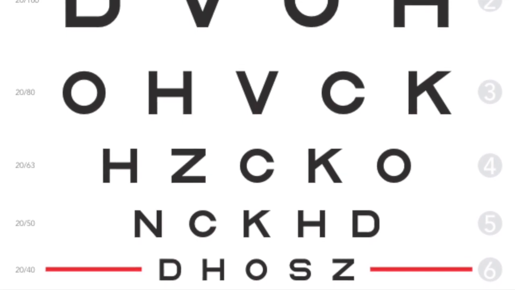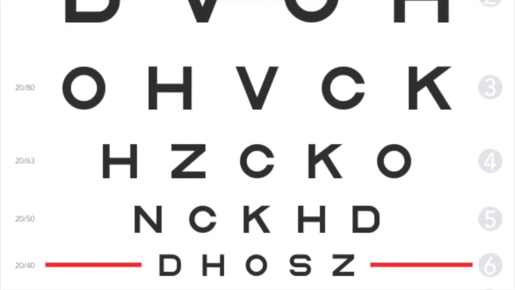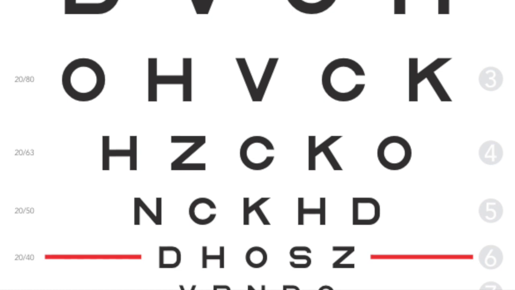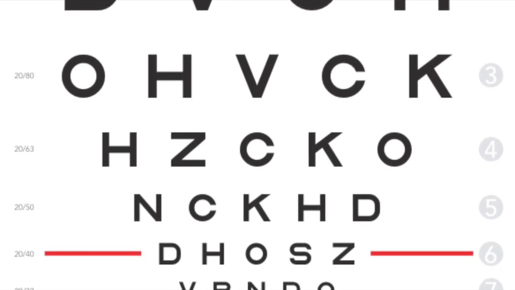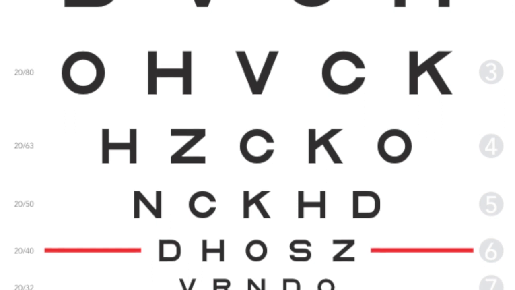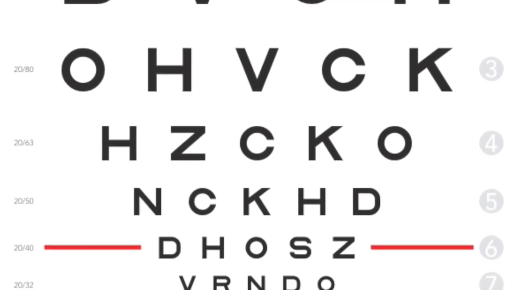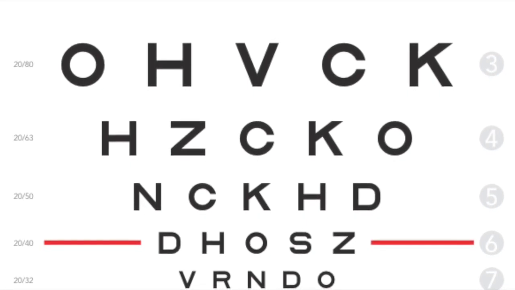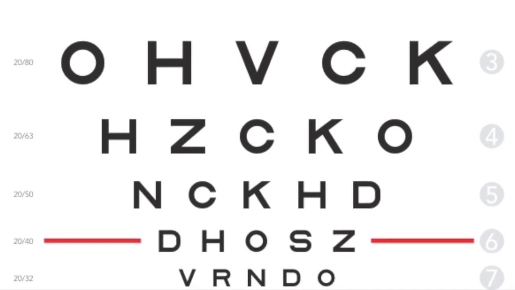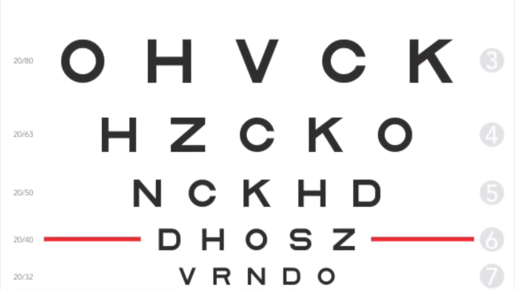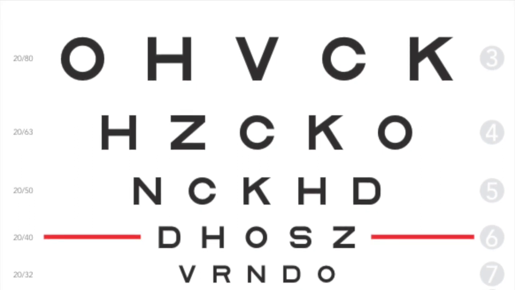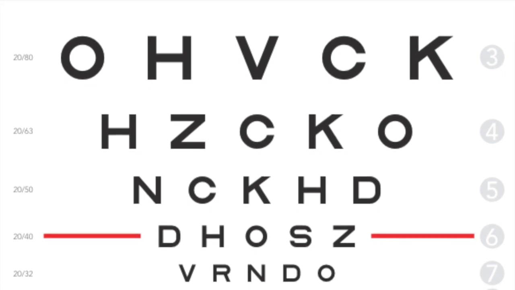H K. And I think that's an S. Okay, and now the last line. Oh my god. O B Z S K. Mm-hmm. Now, that last line means if you're able to read all the letters up until that line, that means you have 20/20 vision.